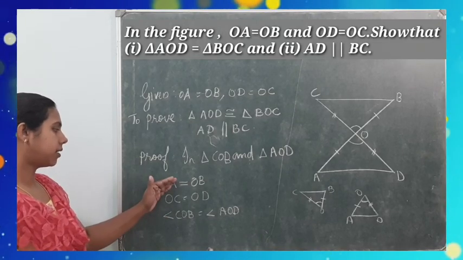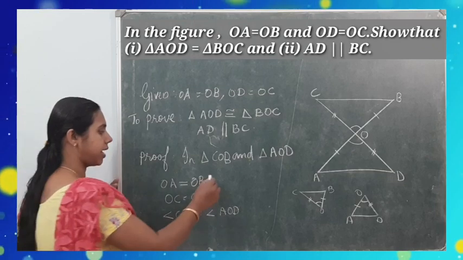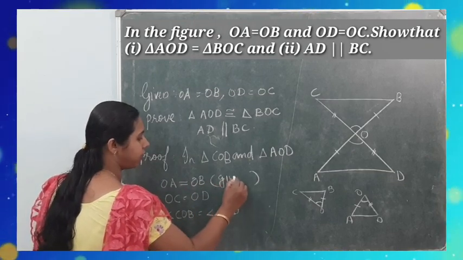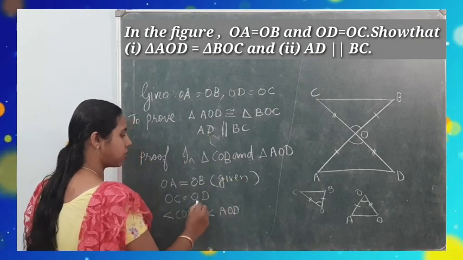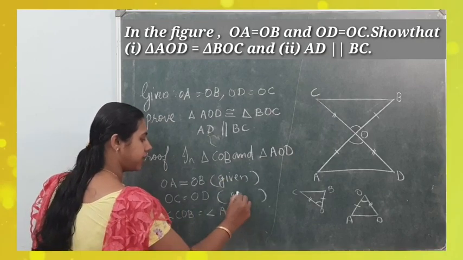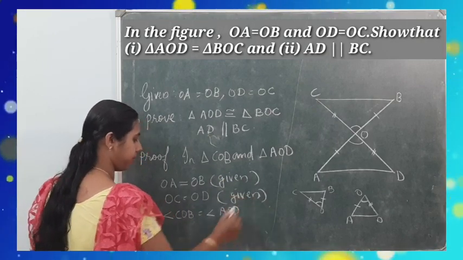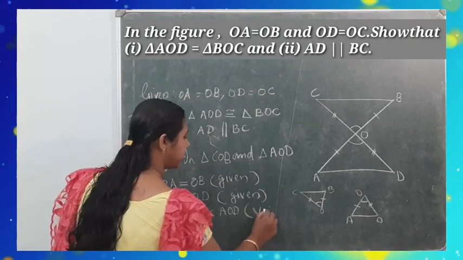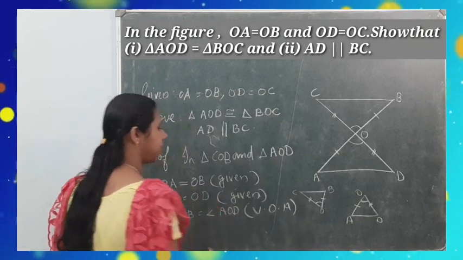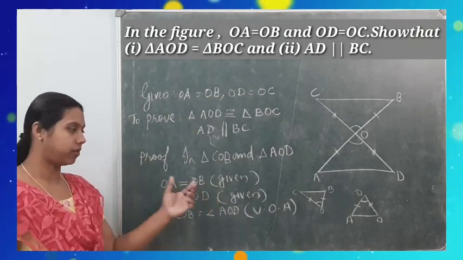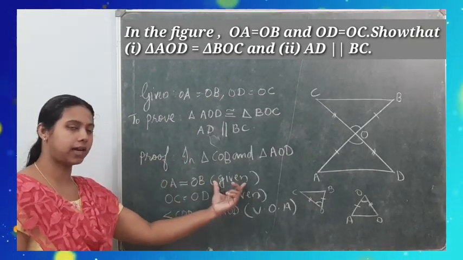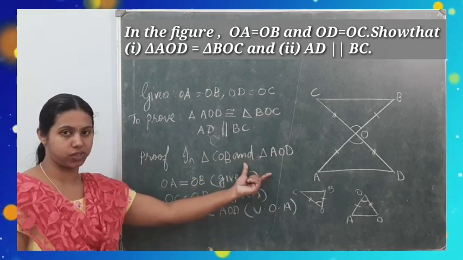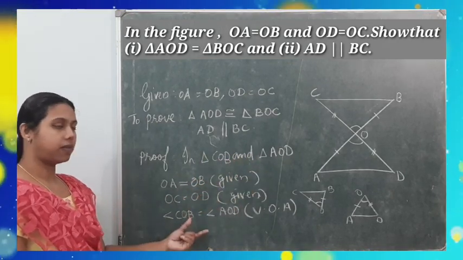So two sides are equal. You should write the reason also. AO equal to OB. What is the reason? It is given. OC equal to OD. What is the reason? It is given. Angle COB equal to angle AOD. The reason: vertically opposite angles. So the reason is important. You should write the step and the reason in the bracket. Here you should name the triangles, which two triangles you are considering. So these three things we got.